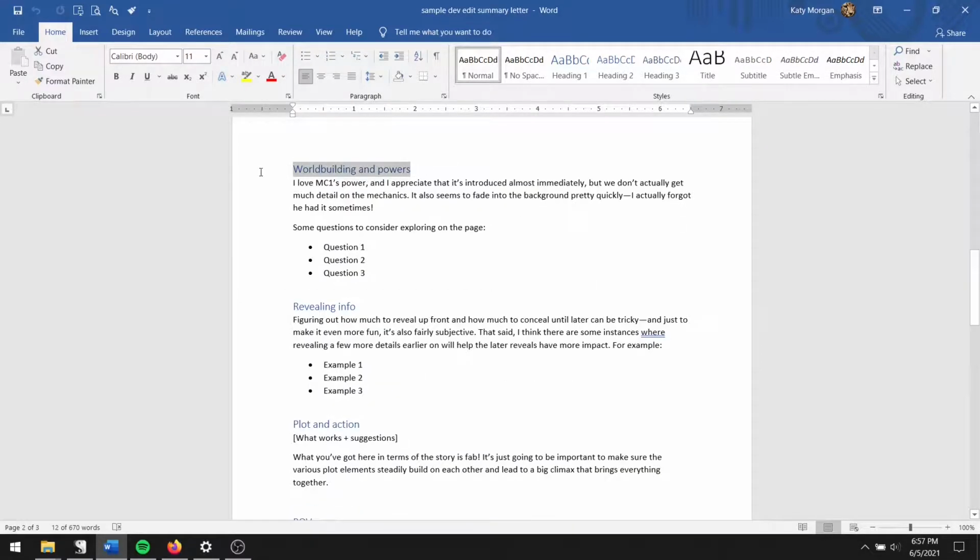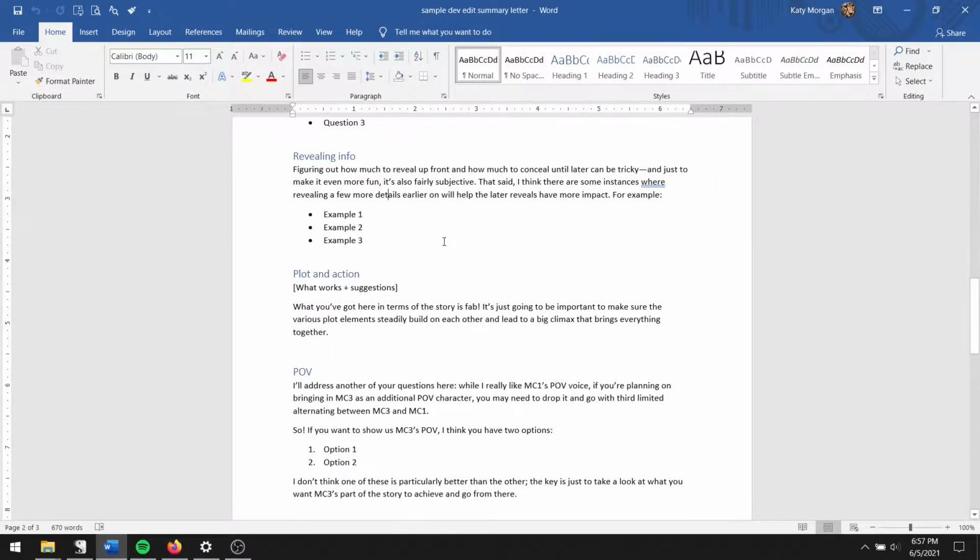Next up, world building and the powers. This particular piece was a fantasy piece, so I did have some questions about the main character's powers, how they worked, when they were active, when they were not active, and so I broke down some of those as well.